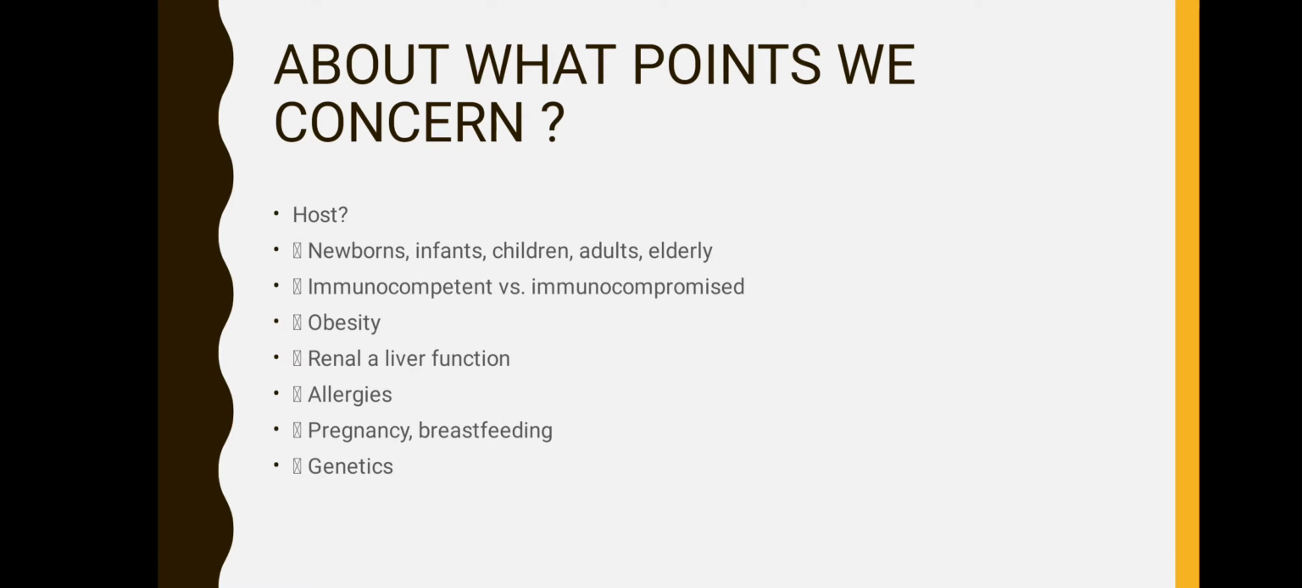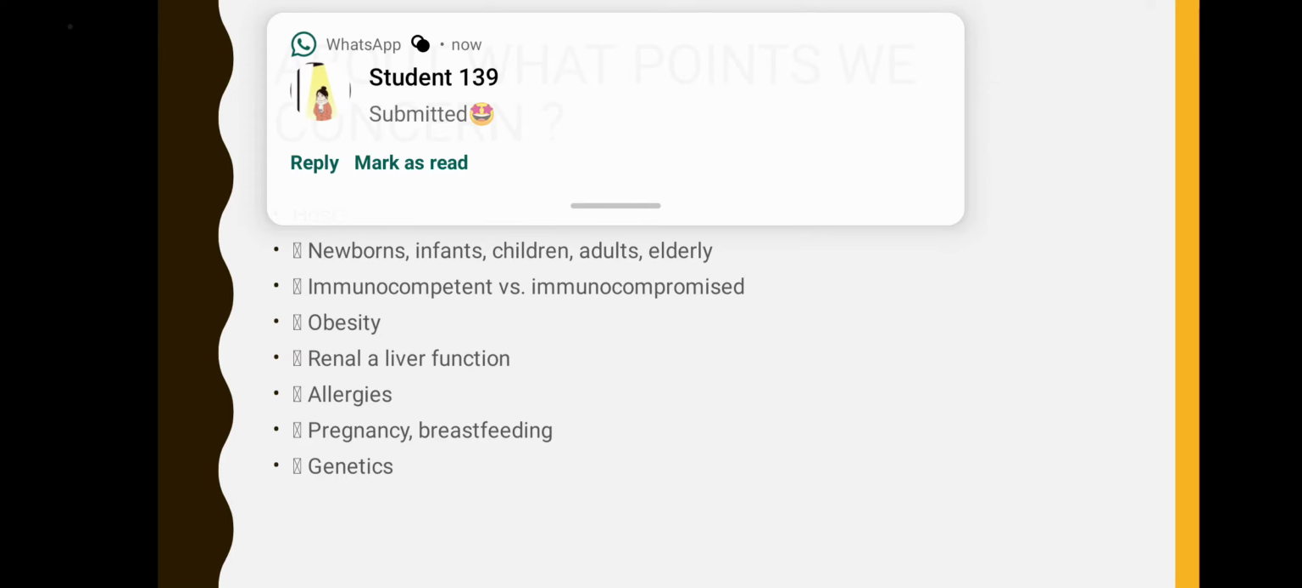About what points should the pharmacist be concerned? Host, newborn, infant, non-adults, immunocompetent versus immunocompromised. We should check whether the patient is obese or not, and whether renal or liver function is appropriate or not, because if the liver function is not appropriate, we should decrease the dose by 50% or on the basis of the serum creatinine. Patient serum creatinine, allergies, pregnancy, breastfeeding, and also the medicines and the doses should depend upon the genetics.